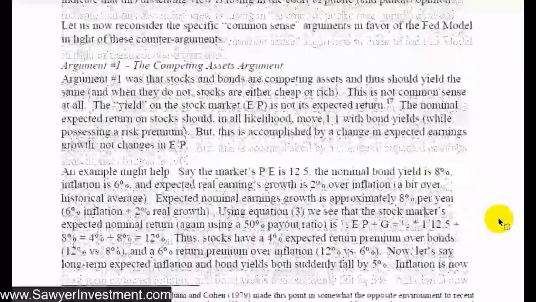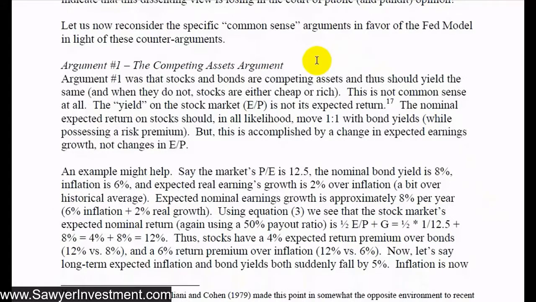So now let's go back and revisit all of the arguments in favor of the Fed model, since we now have an understanding of some counter arguments. So the competing assets argument said that the yield on stocks, the EP, should be in line with bond yields because they're competing assets. But the thing that's being left out of that equation is that the return on a stock is its earnings yield plus its growth rate. So bonds don't have a growth rate. And so in that sense, leaving out the growth rate when considering equities versus bonds may produce a suboptimal result when comparing the two.